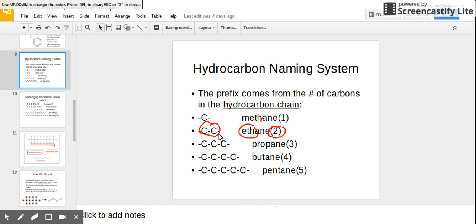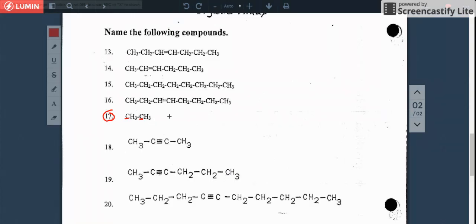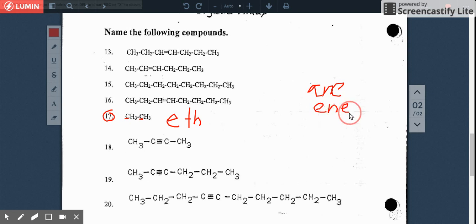So let's go back to the other tab here. There's 2 carbons here, right? So we're going to say eth. And the last part is going to be A-N-E, ane, or ene, by the way, this is an E up here, or yne. Yne is used if we have any triple bonds. Do you see any triple bonds? No. We're not going to use this one.